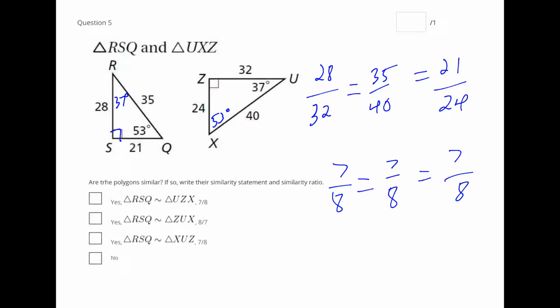The only thing you have left to do is match up RSQ versus the order. We already said that RS, 28, corresponded with ZU, 32. So that means that A here is going to be the best answer.